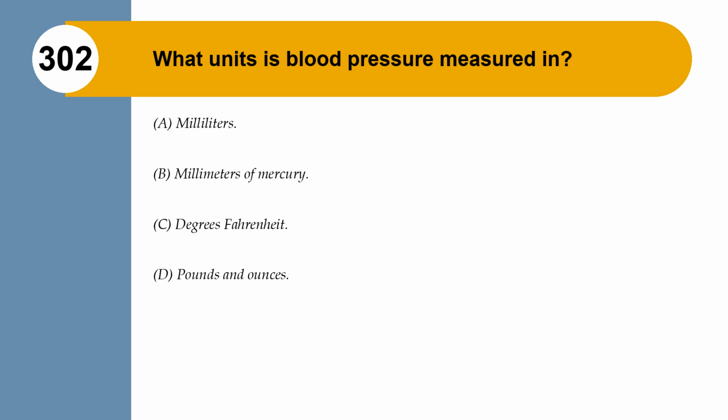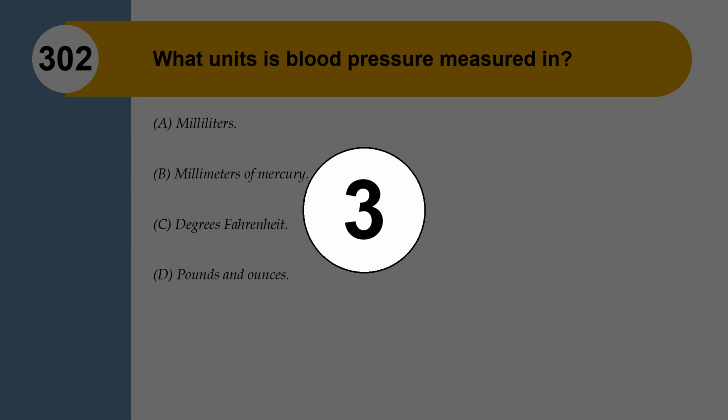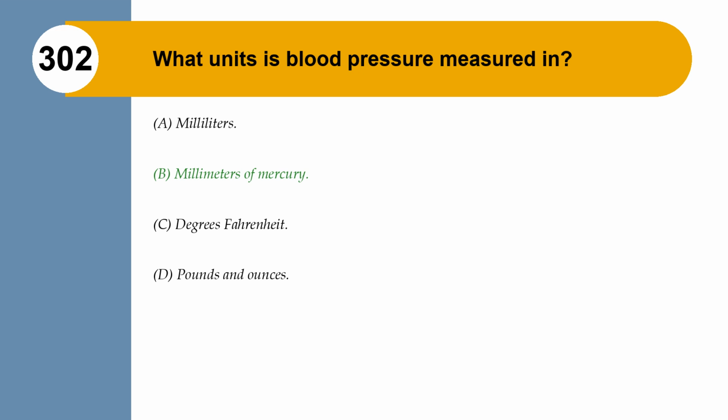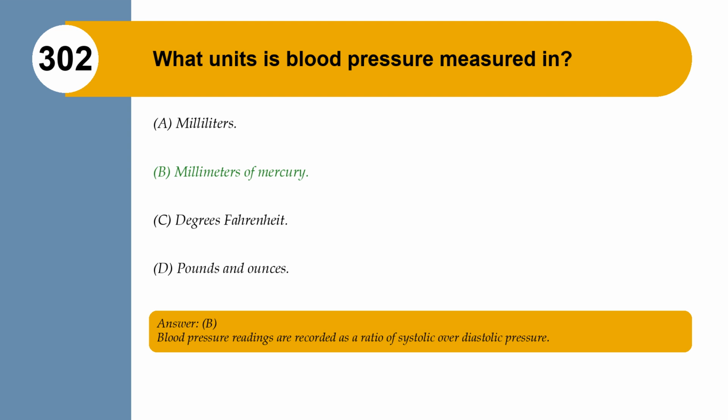Question 302. What units is blood pressure measured in? Option A, milliliters. Option B, millimeters of mercury. Option C, degrees Fahrenheit. Option D, pounds and ounces. The correct answer is option B, millimeters of mercury. Explanation. Blood pressure readings are recorded as a ratio of systolic over diastolic pressure.